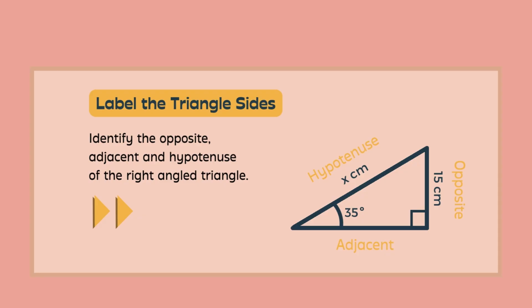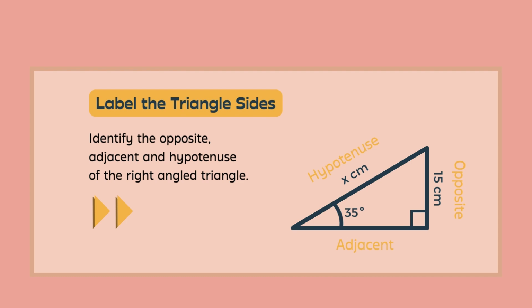So the first step is that you label the triangles. You try and identify which is my opposite side, which is the adjacent, and which is the hypotenuse. In any right angle triangle, the side that is opposite to the right angle, which also is the longest side of the triangle, is the hypotenuse, while the opposite side is the side that is opposite to the angle in question, and the adjacent is the third side of the triangle.